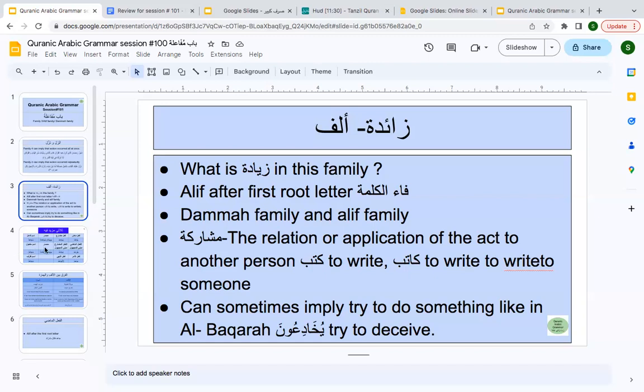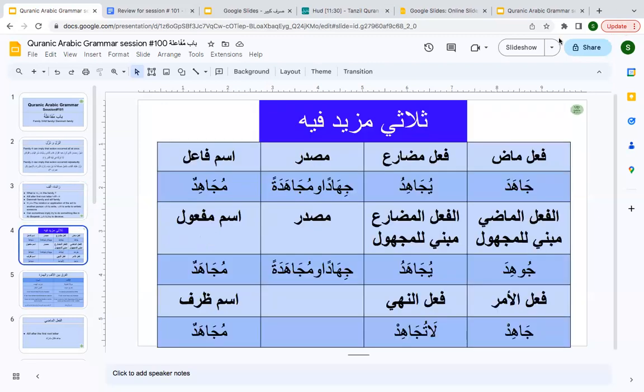Okay, so before I go on to tell you the nature and the properties of the family, I would like you to see how it looks. Okay, so here we have Sarf Saghir of family number 3. Jahada yujahidu jihadan wa mujahadatan fahuwa mujahidun.